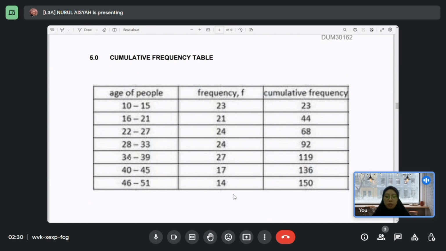Today I will present how to calculate a frequency table from data of HIV. In data of HIV, we need to have the age of pupils. From the values of age of pupils, we can get the data of frequency. Cumulative frequency is group 1 plus group 2. For example, 23 plus 21, we can get 44.